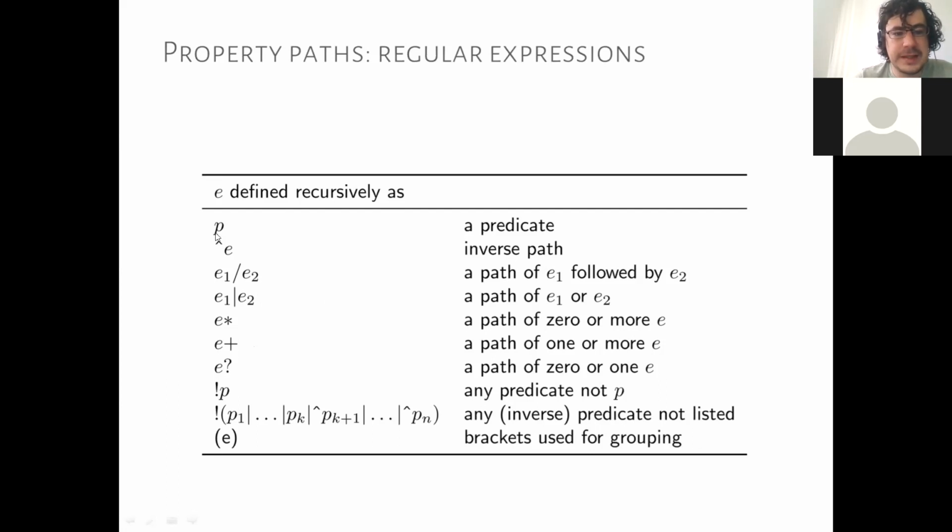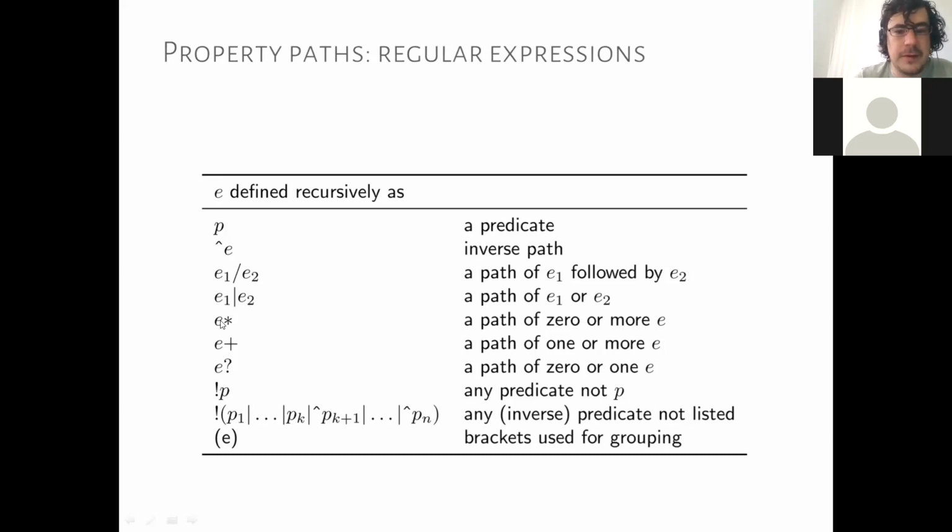So we can specify a path using simply a label on an edge, which is a predicate. This is essentially what we've seen before. We've used this a lot, so there's nothing special about this. We can also use the syntax for inverse paths. We can have something followed by something else, for example, father followed by mother. We can have a path of E1 or E2, for example, brother or sister.